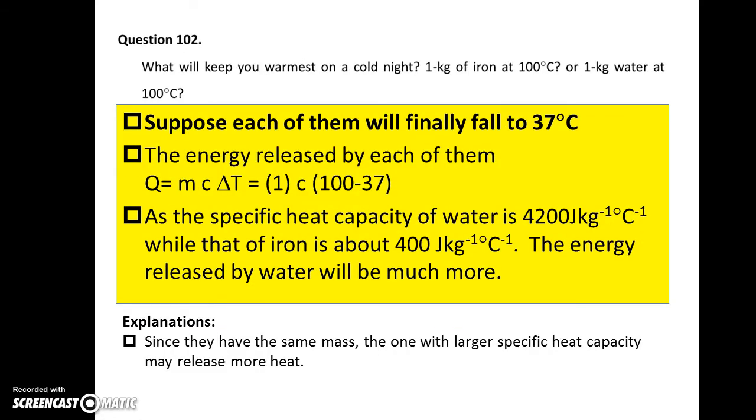Question 102. Which one may keep you warmer? A kilogram of iron at 100 degrees Celsius or a kilogram of water at 100 degrees Celsius? The answer would be water, because of its higher specific heat capacity. In this way, when it cools down to 37 degrees Celsius, having a temperature change of 63 degrees Celsius, the energy released by water will be much more.